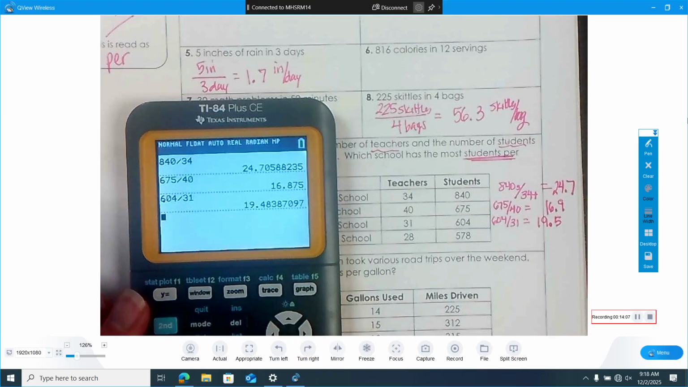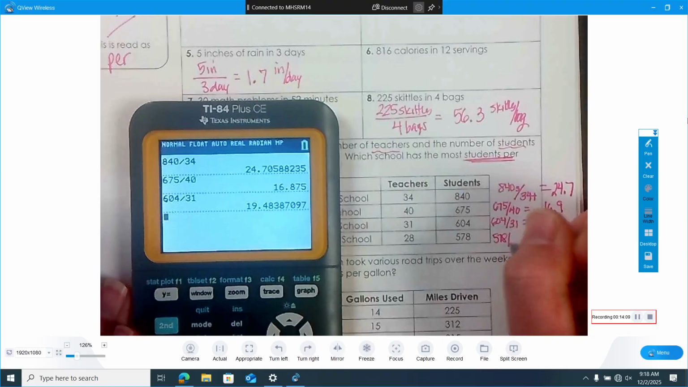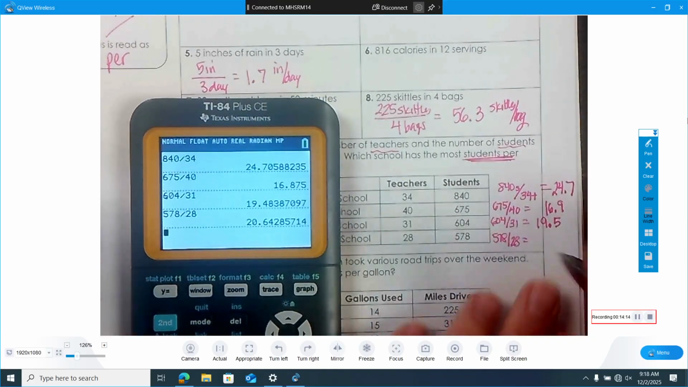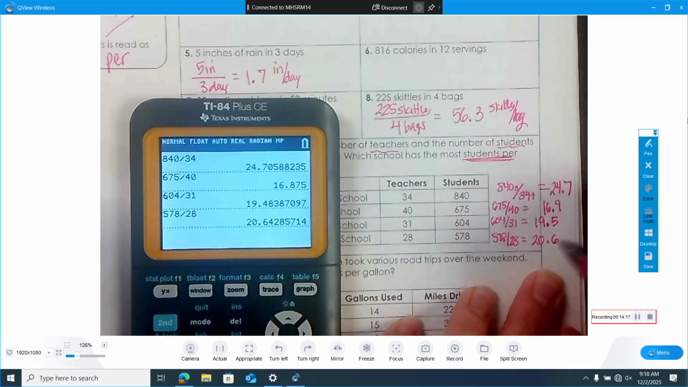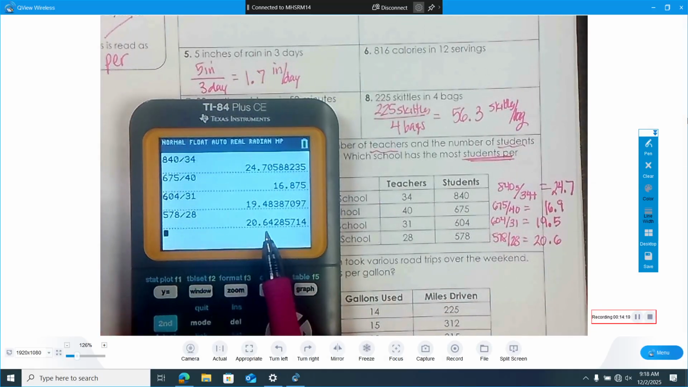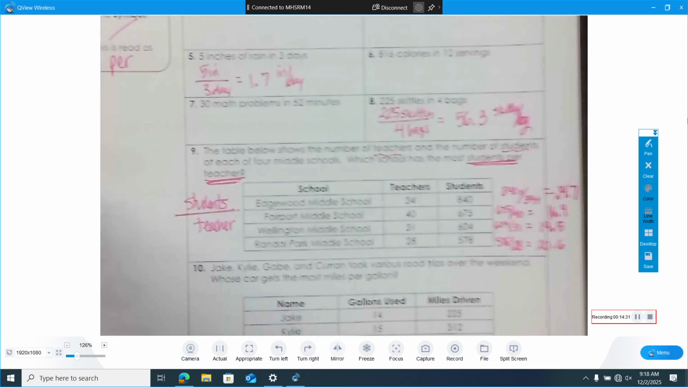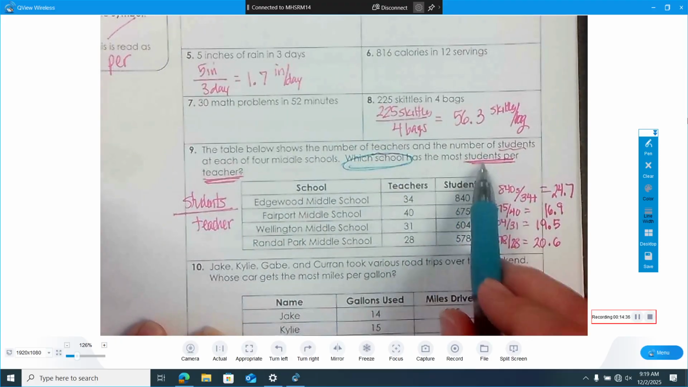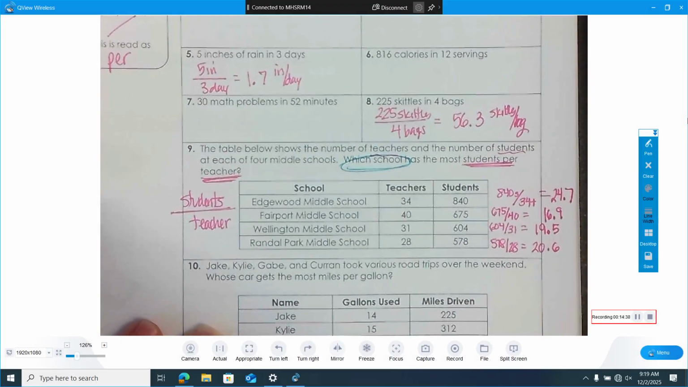19.5. Good. And the last one we have is 578 divided by 28. 578 divided by 28 is 20.6. Very good. How come we didn't round up the 6? Yeah, the neighbor is a 4. The 4 stays, so the 6 stays the same. Okay, 5 or higher, you raise it up. Okay, so the question was, which school has the most students per teacher? Which school has the most? Edgewood.